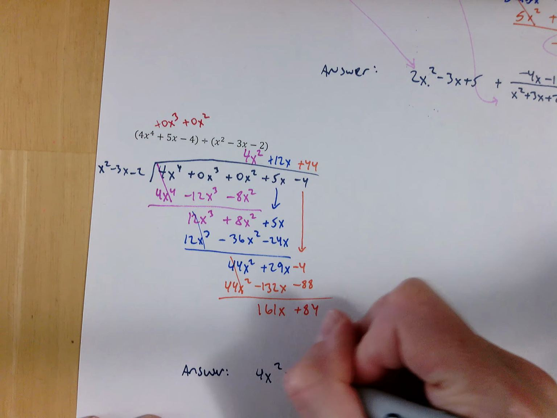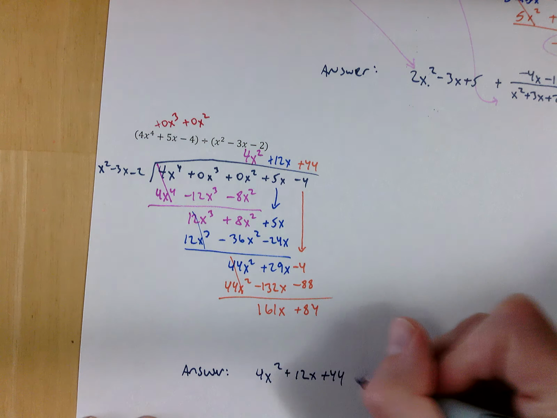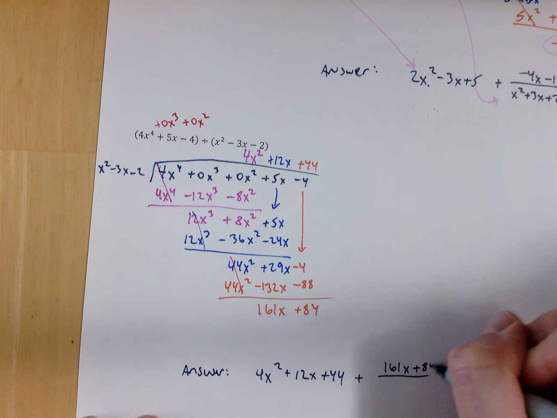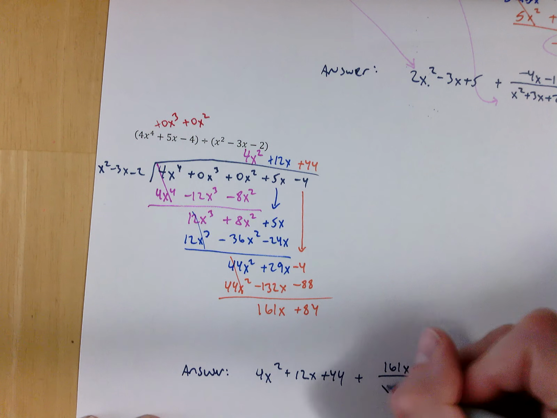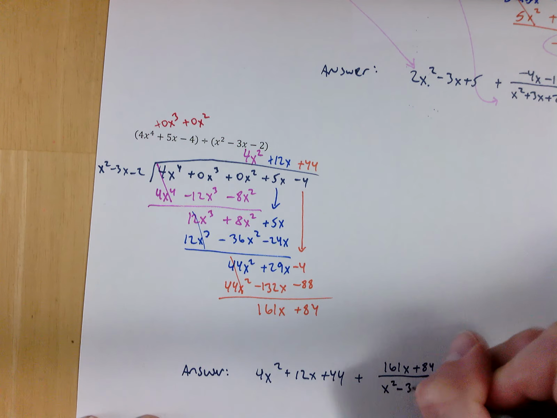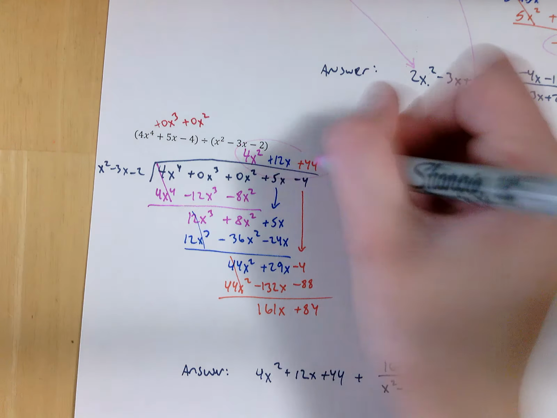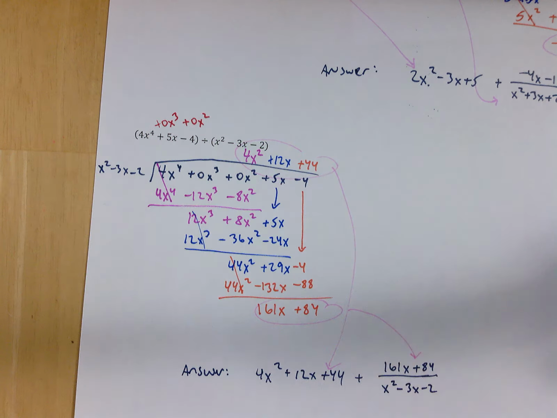Okay, so my answer for this one, again, it's whatever you got at the top, so the 4x squared plus 12x plus 44, and then plus your remainder, 161x plus 84, divided by the thing that you were dividing by to begin with, x squared minus 3x minus 2. Okay, and that is my final answer for this one. And one more time where these came from. So this goes here, this goes here, and this comes down the bottom of your fraction.